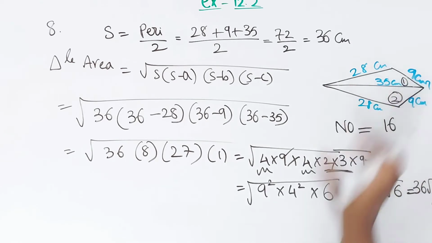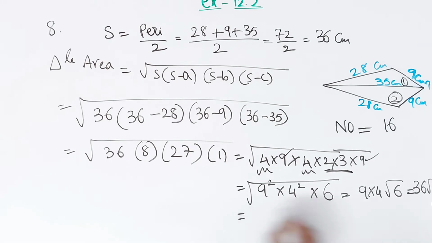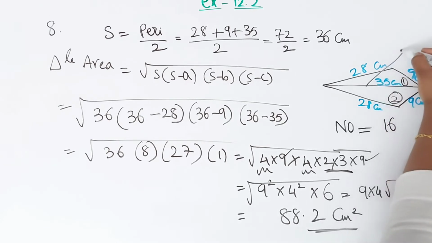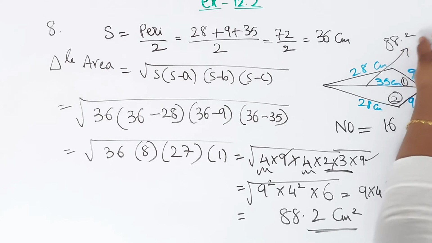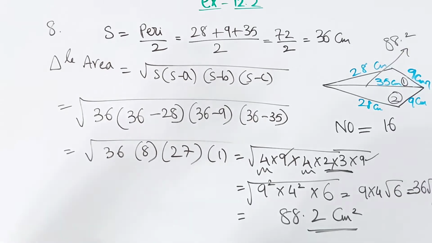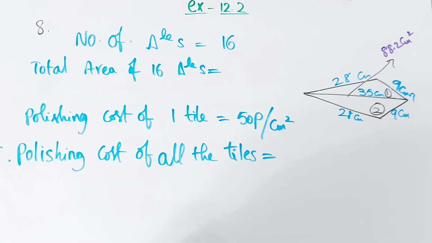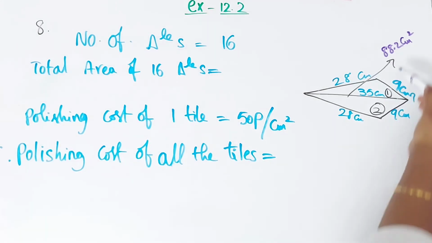One triangle area is 36 into root 6 centimeter square. If you change this value, it will be 88.2 centimeter square. This is only one triangle area. 88.2 centimeter square, children. Here one triangle area is 88.2 centimeter square, children.